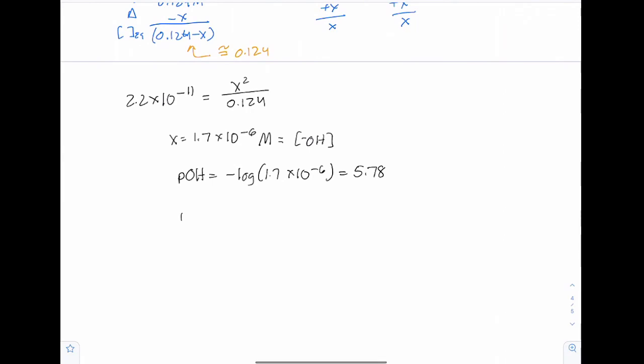To get my pH, I'm actually going to need to subtract that from 14.00. And when I do that, I get 8.22. So pH greater than 7, it's basic. I'm feeling pretty confident on that one.